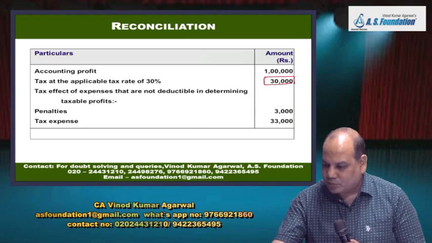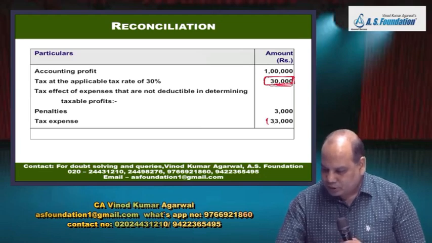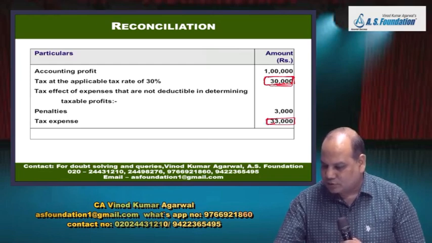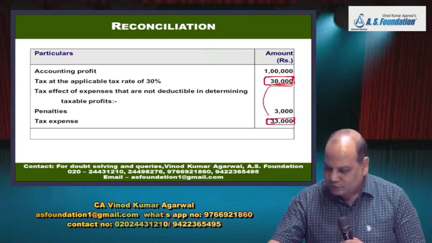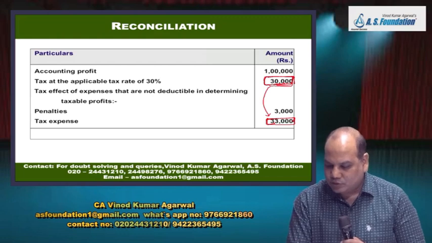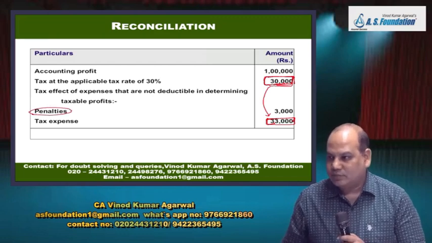So this is an amount reconciliation. By applying the formula PBT into tax rate, we are getting 30,000. But tax expense you are showing is 33,000. Why is there a difference of 3,000? It is because of this item, penalty.